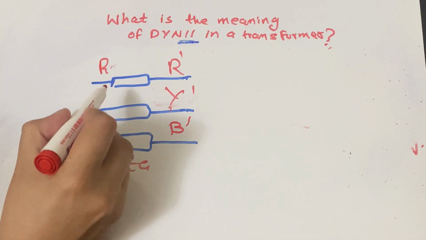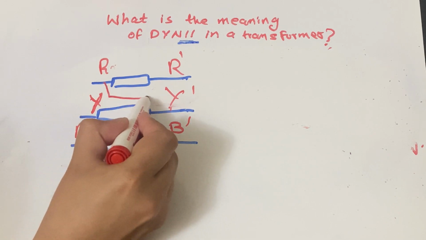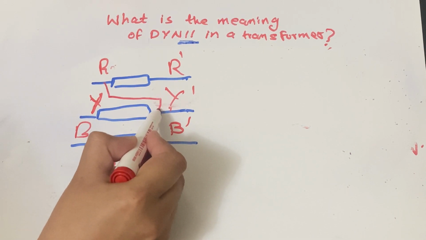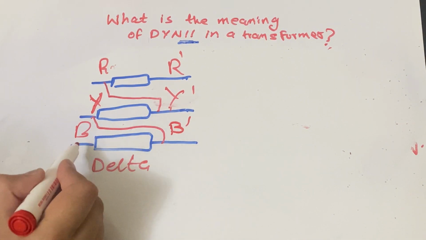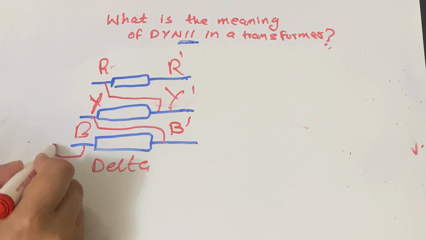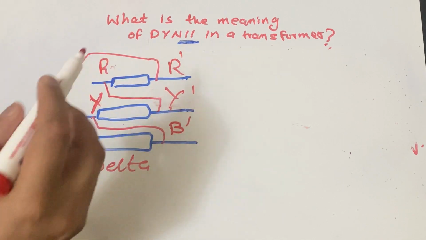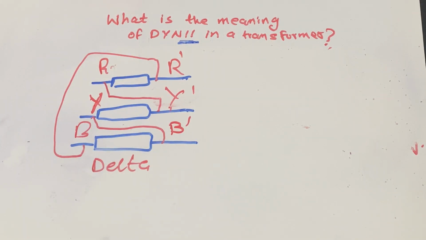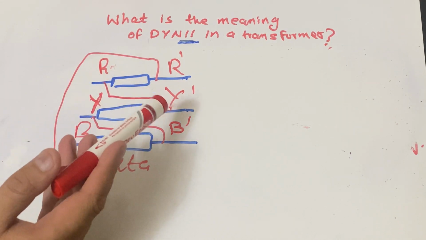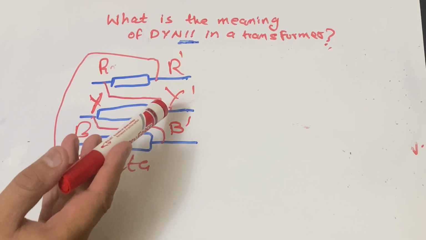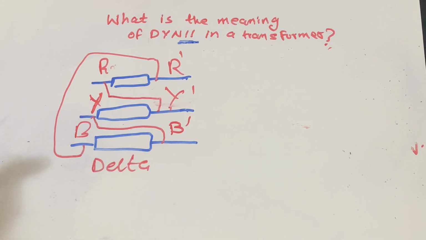Now I will connect this to this, and this to this, and at the end this to this. So this is a delta diagram. It is very simple. Just connect R incoming, and then outgoing Y prime, then Y to B prime, and B to R prime. So this is the complete circuit of delta.